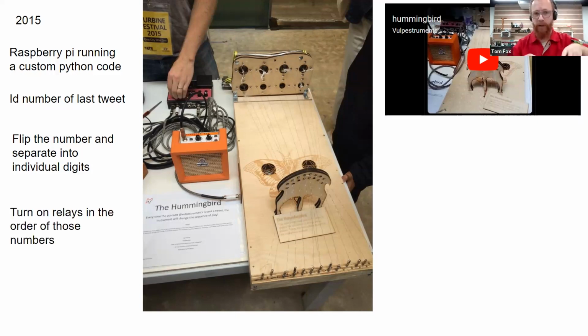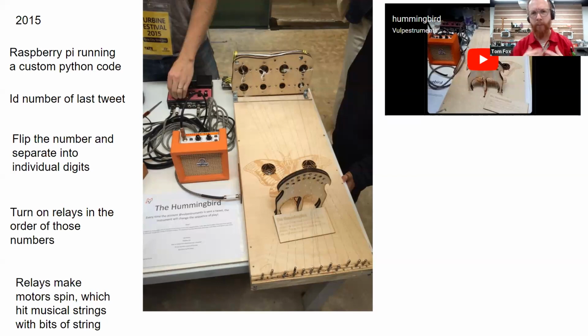Then on the back of my instrument, it has these things called relays, which are ways to turn electrical things on and off using a microcontroller. All of the motors were assigned to a number. And the code would then turn those relays on based on the number of the person who last sent me a tweet. So it's all a bit confusing. The motors would spin, and all the motors had little bits of string on them and they would hit these musical strings, which had a contact mic on so you could hear the strings really clearly. So there's 16 strings all being played by 8 different motors.